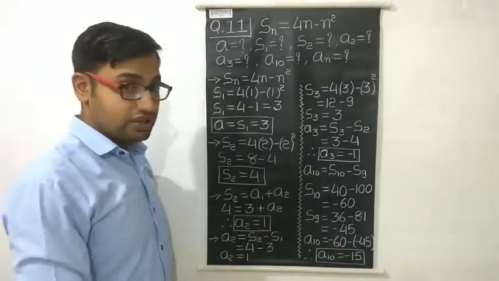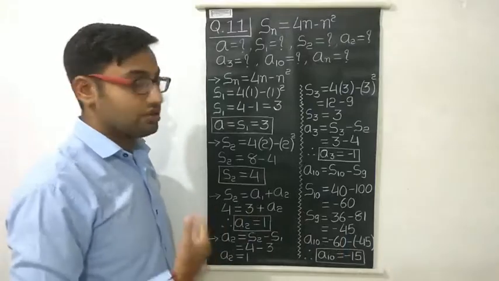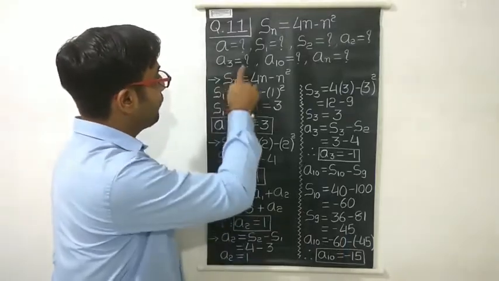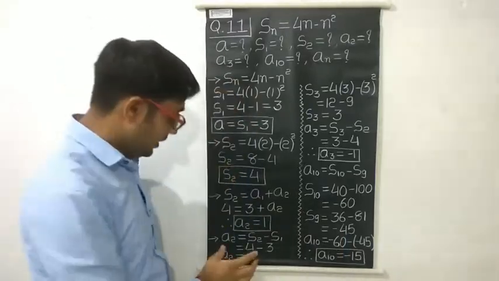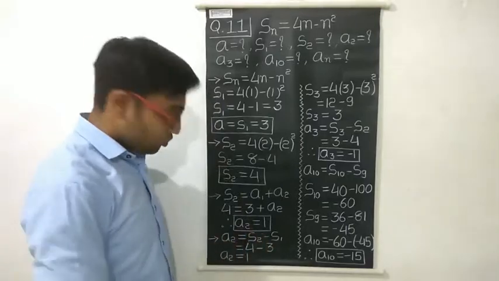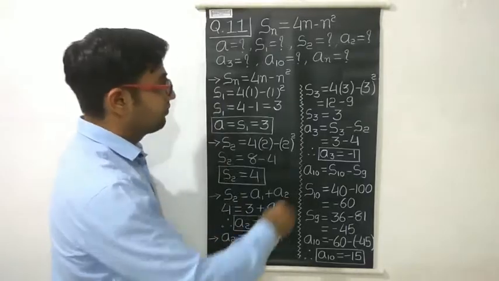Okay, we will understand it by taking other sums. Now we have to find the value of A3 by this method. So how can we write down A3?